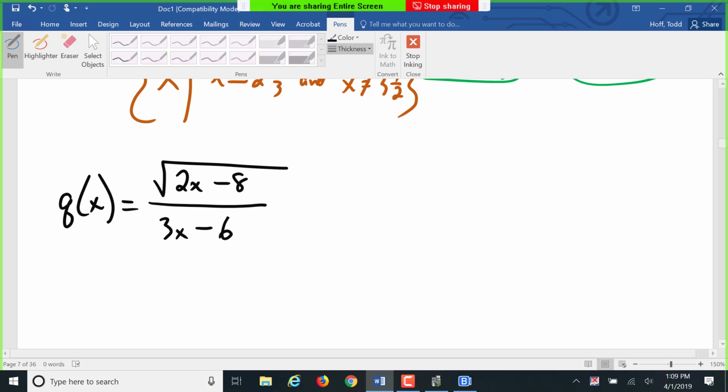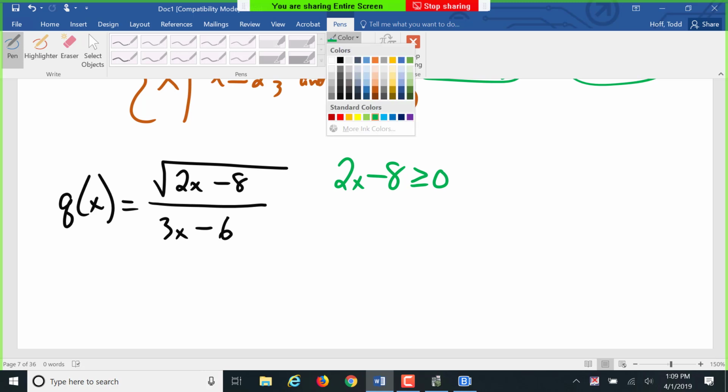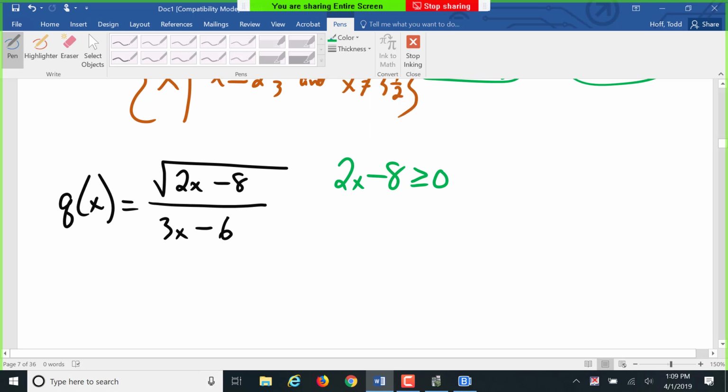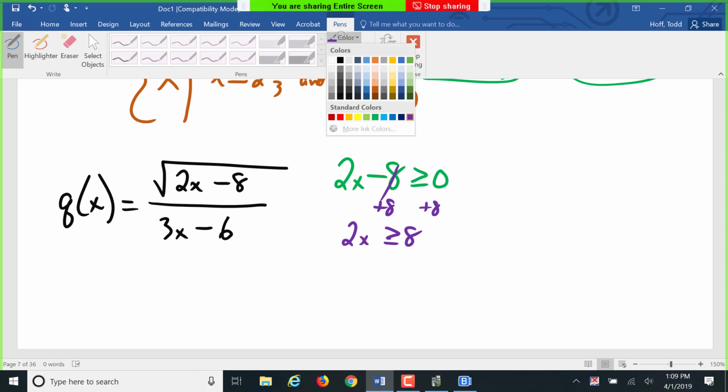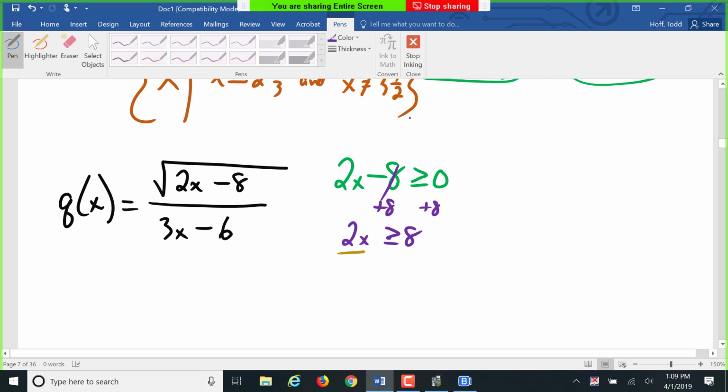So again, we have two requirements to meet here. The first is on top. 2x minus 8 has to be what? Greater than or equal to 0. So we'll go ahead and add 8. 2x is greater than or equal to 8. And divide by 2. x is greater than or equal to 4.